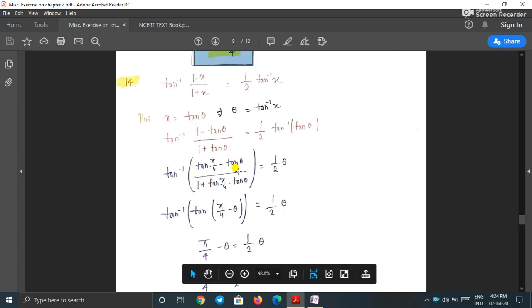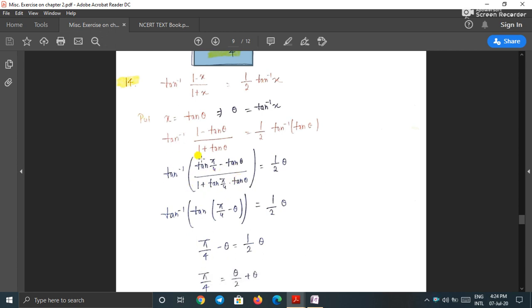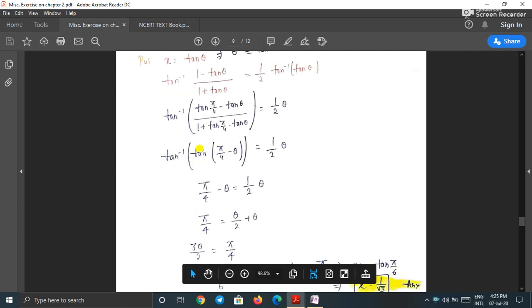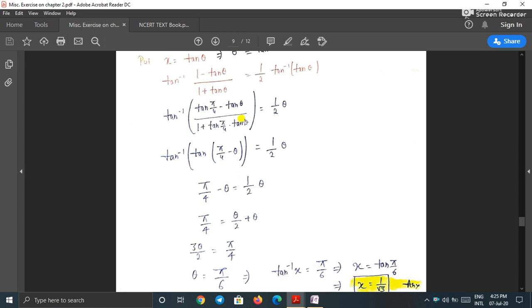Tan pi by 4 minus tan theta upon 1 minus tan pi by 4 into tan theta, because the value of tan pi by 4 is 1. In the right hand side, half tan inverse tan theta. Using the composition of inverse functions, it is equal to 1 upon 2 theta. This is the formula: tan a minus tan b upon 1 plus tan a into tan b. The value of a is pi by 4, the value of b is theta.